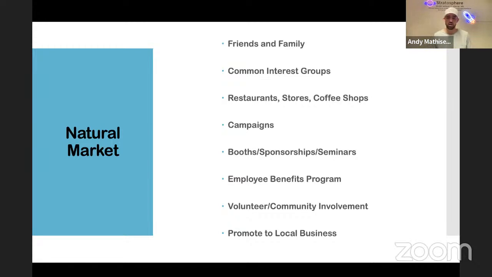you can get there. Campaigns are really just, hey, I'm collecting names and numbers and emails of people. And at some point I'm going to be running a small campaign and telling them what I do and offering my services. Booths and sponsorships and seminars are an easy opportunity to say, hey, I'm going to spend $500 to get a booth at this event. It doesn't matter what the event is, whether it's local or statewide or national, and you're going to be in front of people that way.